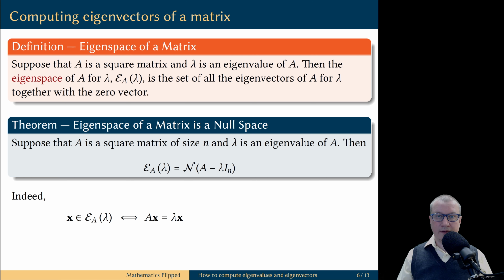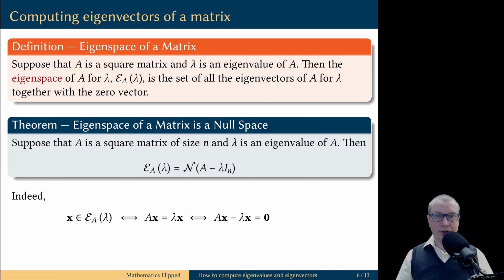First observation, the vector x belongs to the eigenspace if and only if Ax equals lambda x. This is not as trivial as you might think, so let me explain this equivalence. There are two types of vectors in the eigenspace. They're either eigenvectors or the zero vector, which is never an eigenvector. So if x is an eigenvector with the eigenvalue lambda, then certainly it satisfies the equation Ax equals lambda x. However, if x is the zero vector, then it also satisfies this equation.